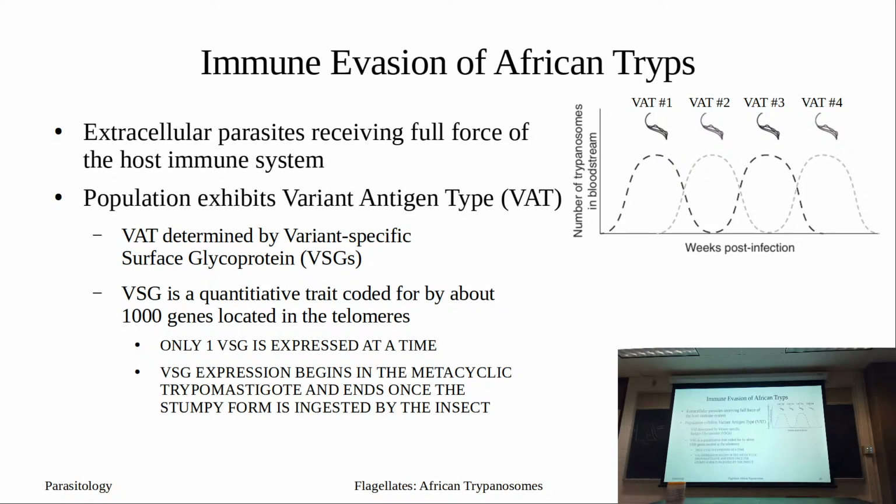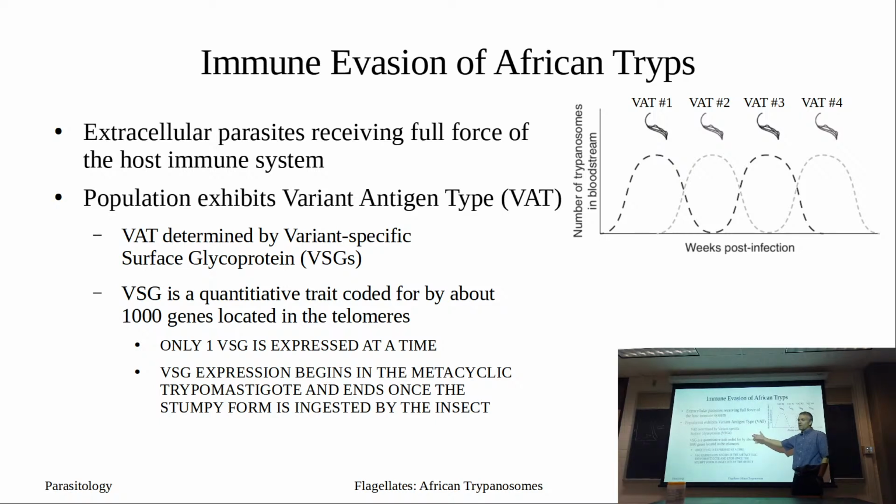All right. This VSG gets expressed starting at the metacyclic trypanosome stage. So you have your epimastigote in the salivary gland of our tsetse fly. All right, and then it's going to transition to the metacyclic form and detach. So now it's free in the lumen of the salivary gland. That is when it starts exhibiting these variant surface glycoproteins.